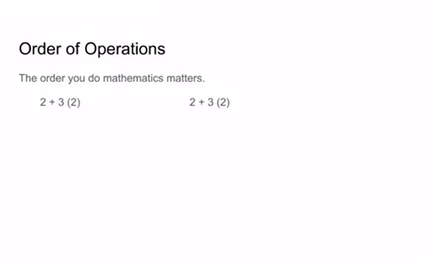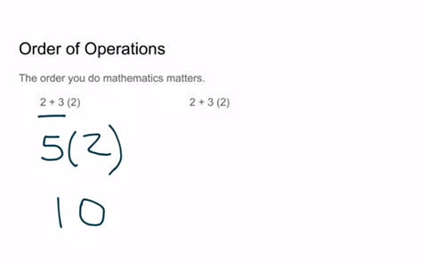What we have here is 2 plus 3 times 2, and I have it written down twice. Let's take the first one, and let's do it in this order. Let's add our 2 plus our 3, which will give us 5. We'll multiply that by our 2, and our answer is 10.